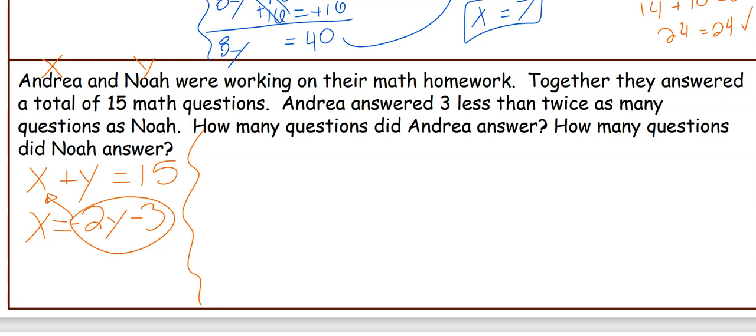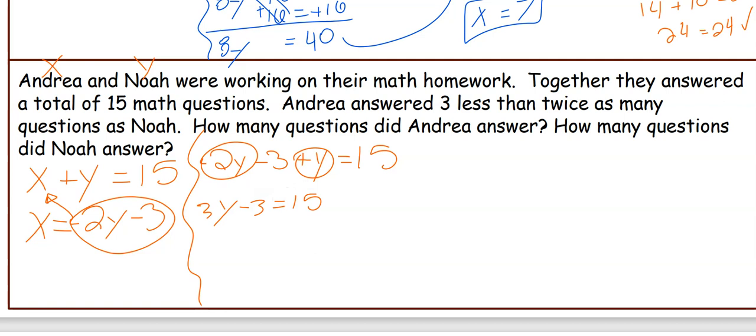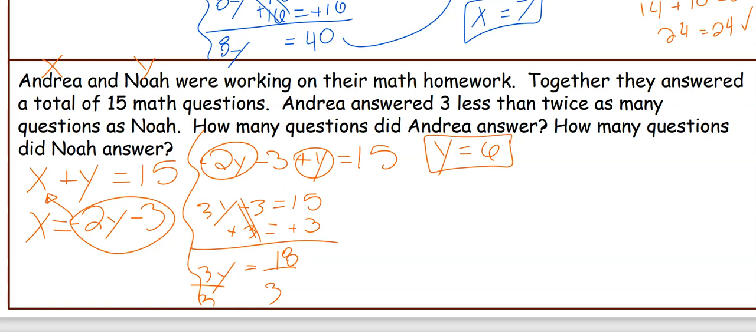So when I substitute 2y minus 3 in my equation, with another y added at the end equaling 15, I combine my like terms. 2y plus y is 3y minus 3 equals 15. You then should have added 3 to both sides. And you get 3y equals 15 plus 3, which is 18. Then divide everything by 3. And you end up with y equals 6. Did anyone get that? Yes or no before I got there?